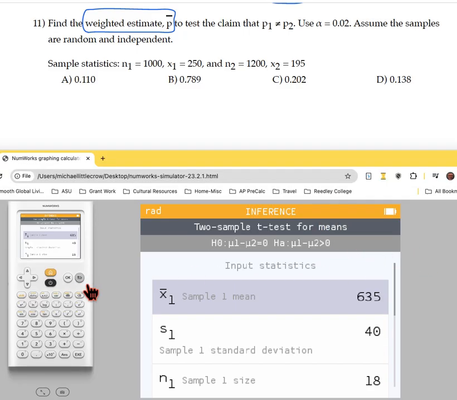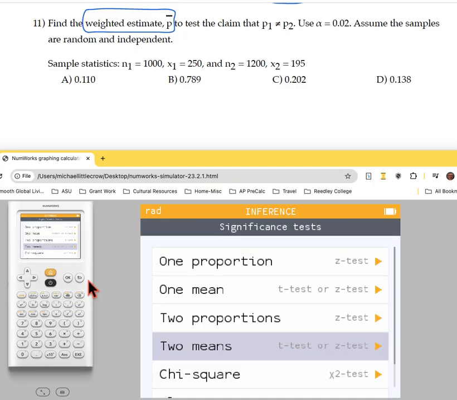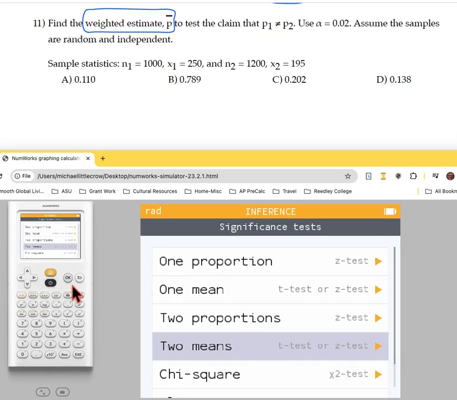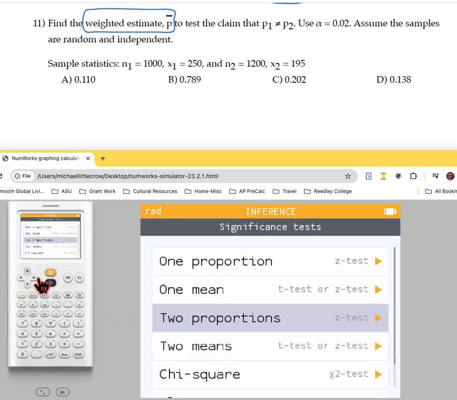Come back to the calculator. Let's get back here. We're running a test. We're going to do two proportions. So that's always, as we're looking here, when we're using P, not mu, we know we've got proportions.